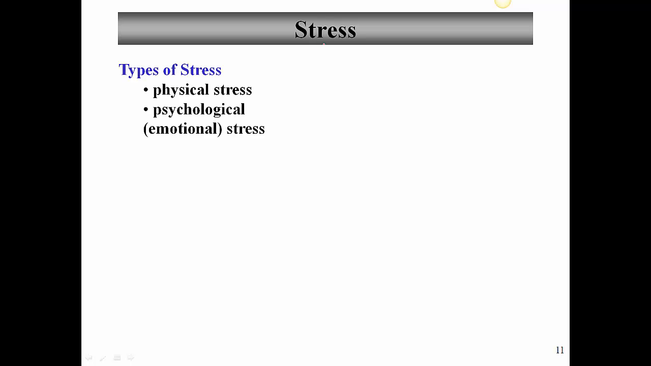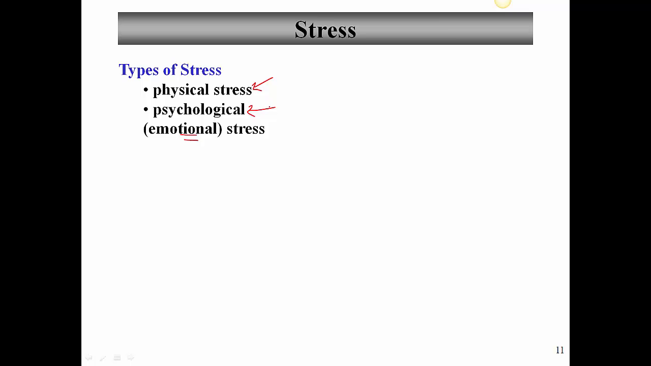Now I want to talk about something very important and how the endocrine system helps us deal with it, and that is stress. When we talk about stress, we talk about two different kinds: physical stress and psychological stress. This is the type of stress that you're naturally under because you're taking anatomy and physiology. So this is an emotional kind of stress. The other kind of stress, though, is physical stress.